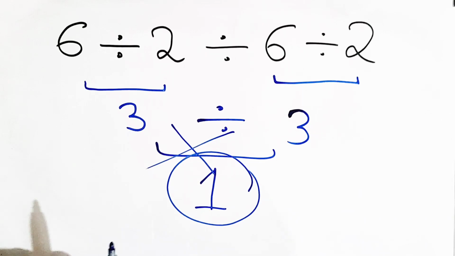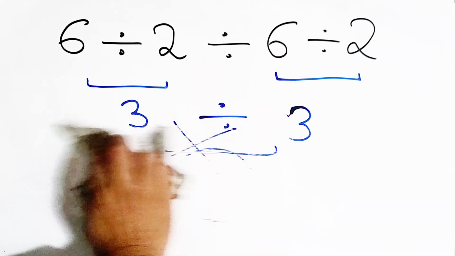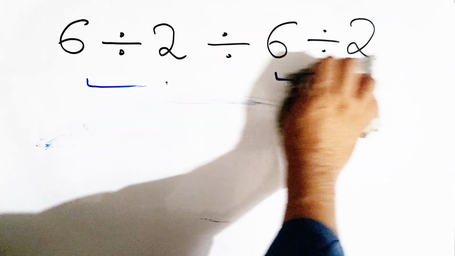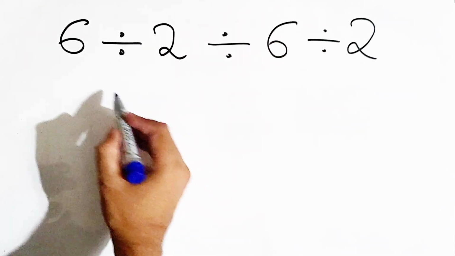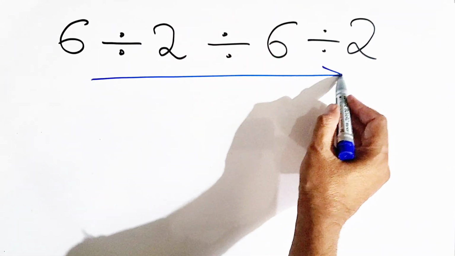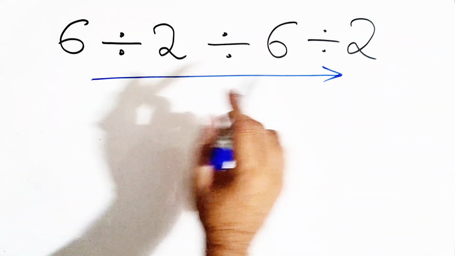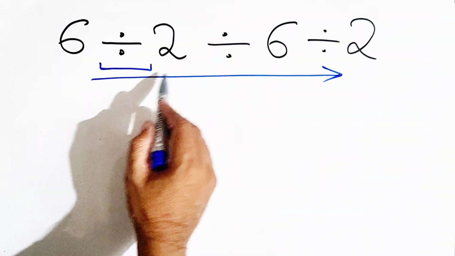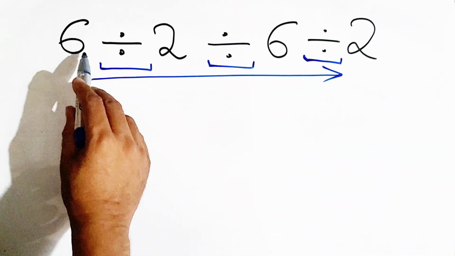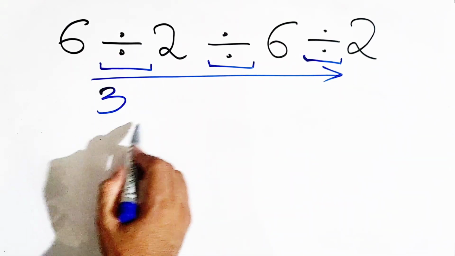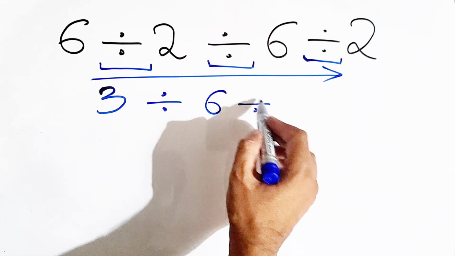So we have to solve this question again according to some order of operation. We have to respect the order of operations. We have only division. According to PEMDAS, when we have only division, we have to move from left to right. So this is first one, this is second one, and that division will be carried out at third place. It will become 3 divided by 6 divided by 2.